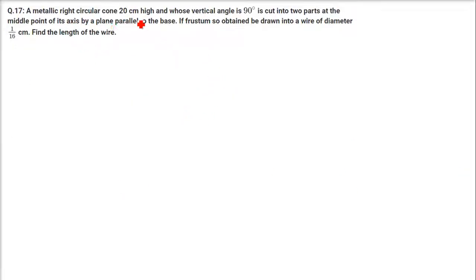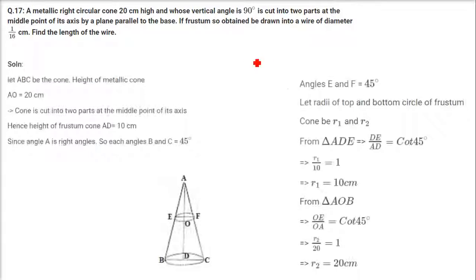Next is a metallic right circular cone. So here we have a metallic right circular cone, 20 centimeter high. So from here to here it is 20 centimeter, whose vertical angle is 90 degrees. So this angle is 90 degree. It's cut into two parts at the middle point of its axis by a plane parallel to the base. So there is a plane which is cutting it exactly in between.